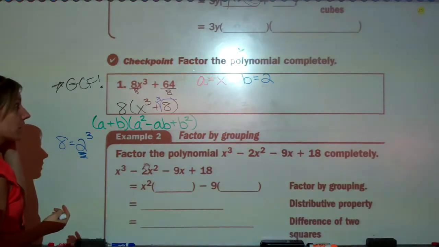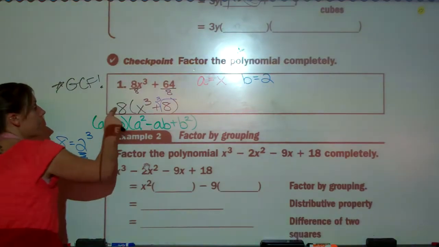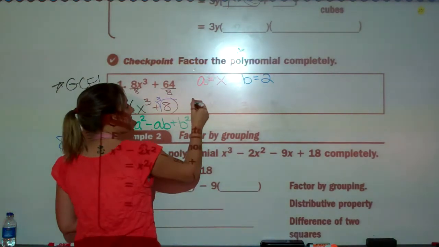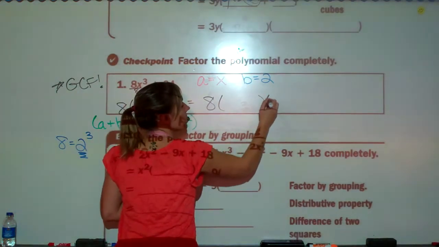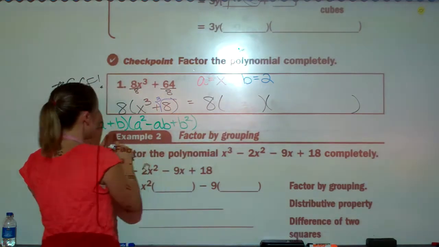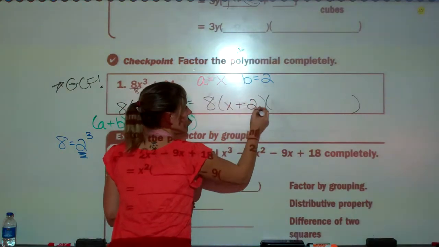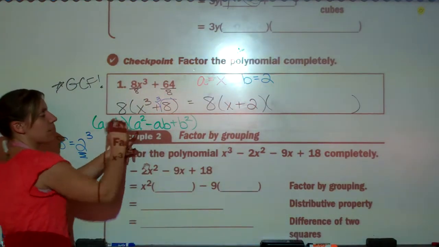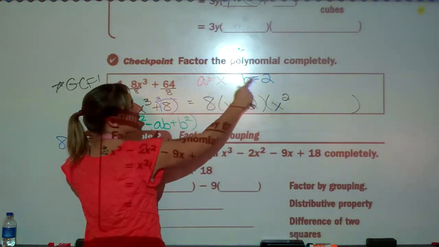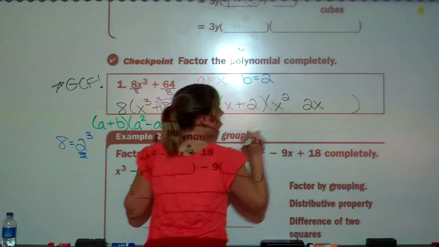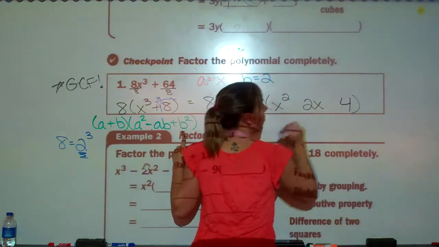All right, now we're just going to put it into the formula. So we have 8 from the very beginning, that GCF. So 8 is already out front. Now we're just going to deal with the binomial. So a plus b. So in this case, that's x plus 2. And then the next part is a squared, so that's the same thing as x squared. A times b, so x times 2 is 2x. And then b squared is the same thing as 2 squared, and 2 squared is 4.